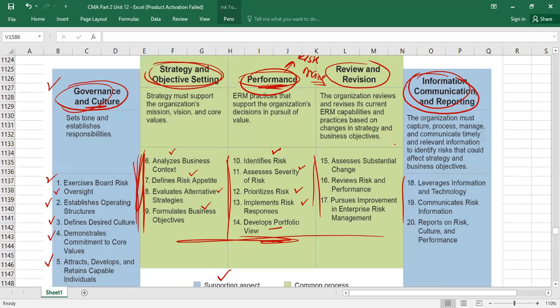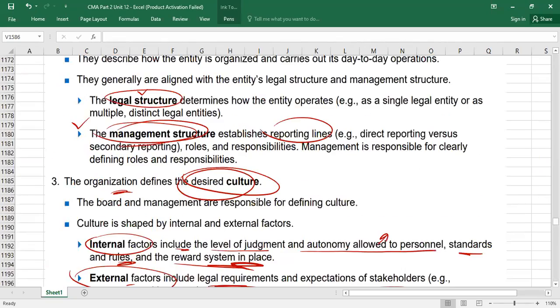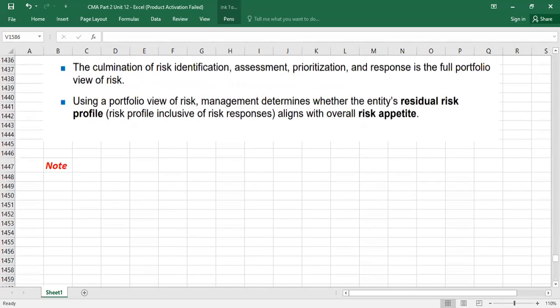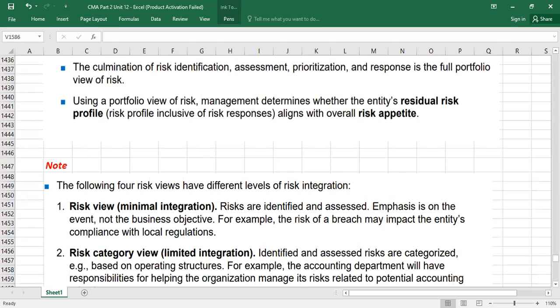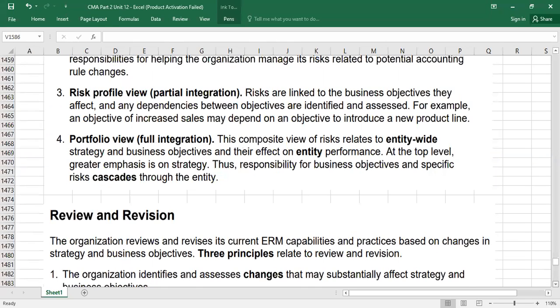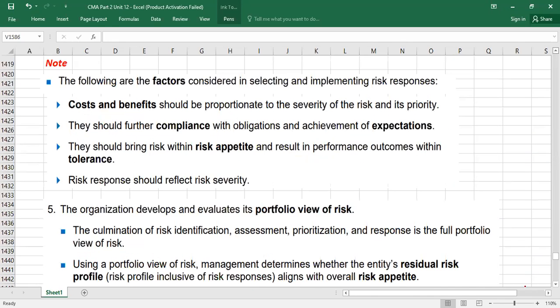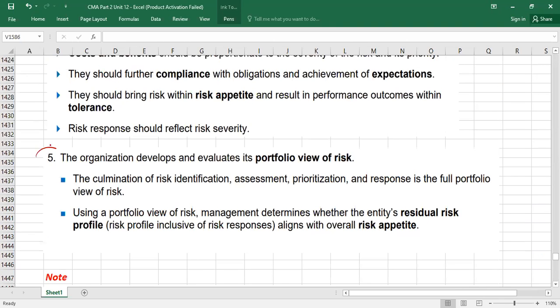So here we have the main picture, guys. We have performance, which means identify risk, assess risk, prioritize risk, implement risk response. Then here we have develop portfolio view. This is the fifth principle that I have to explain. Here is the fifth principle, guys: develop and evaluate portfolio view of the risk.